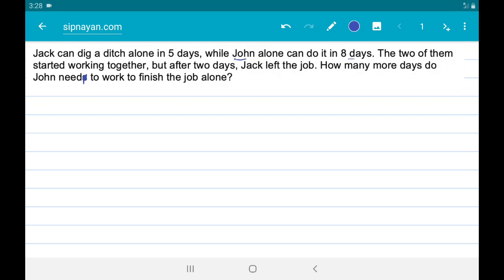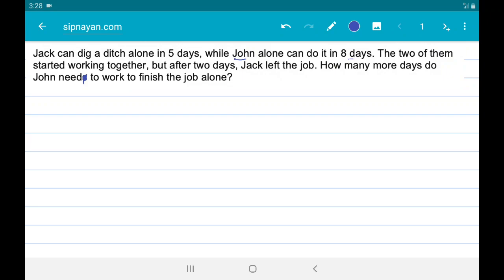Jack can dig a ditch alone in 5 days while John alone can do it in 8 days. The two of them started working together, but after 2 days, Jack left the job. So, how many more days do John need to work to finish the job alone? Okay, so si Jack, yung kanyang rate ay 5 days, and si John, kaya niyang tapusin in 8 days.